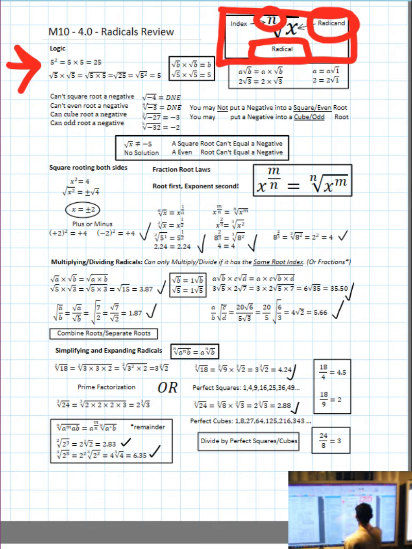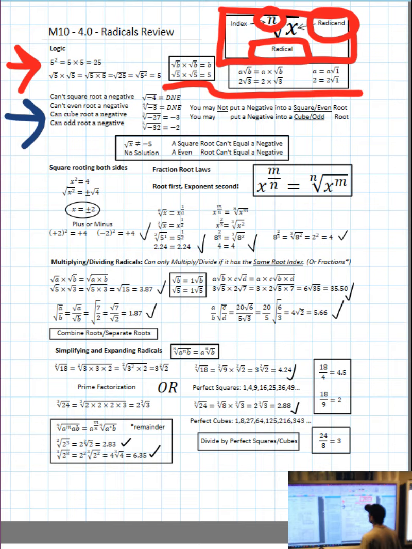So we've got some cool stuff to do with multiplication off to the right, but we'll do more of that in grade 11. Some remembers in big blue. Can't square root a negative. An example off to the right. Can't even root a negative. An example off to the right. They do not exist. You can cube root a negative. An example off to the right.